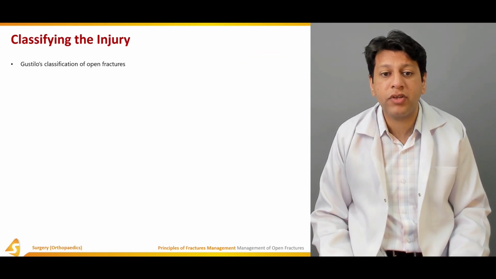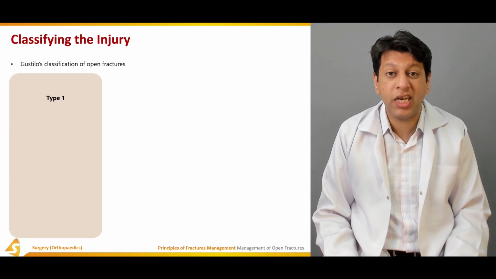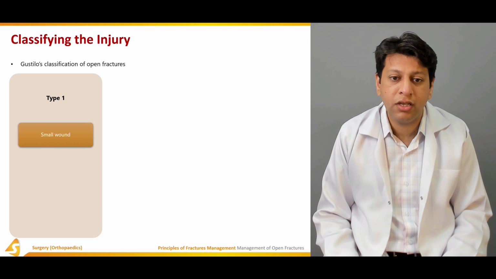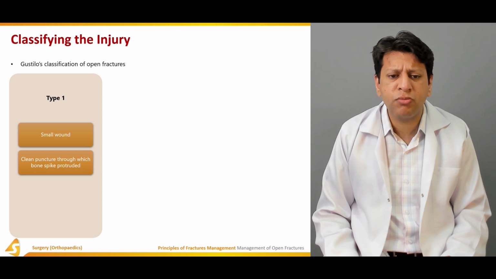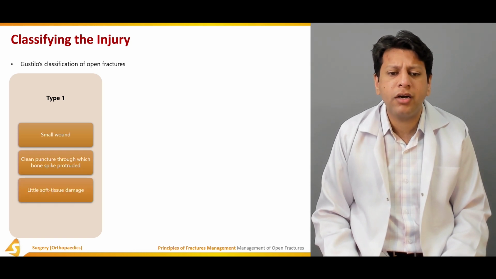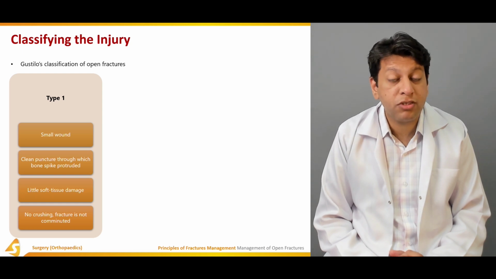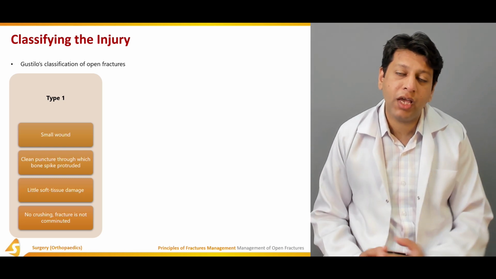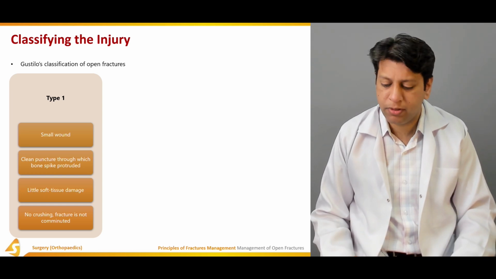Usually the most common classification is the Gustilo classification of open fractures. It includes 3 types, type 1, 2, and 3. Type 3 is further divided into type 3A, B, and C. We call it type 1 when there is a small wound or a puncture wound. There is a clean puncture wound through which a bone spike has protruded, or there is little soft tissue damage and no crushing, and the fracture is not comminuted. Even if it's a puncture wound, if there's a comminuted fracture, this means there's a very high energy impact. So actually it's not type 1, it becomes 3A. You have to remember that type 1 are usually small open wounds but with low energy trauma.